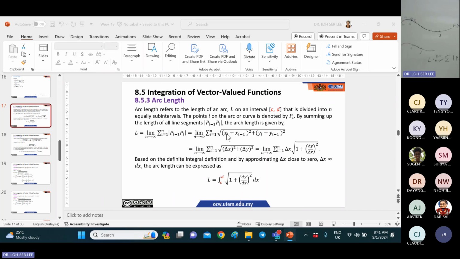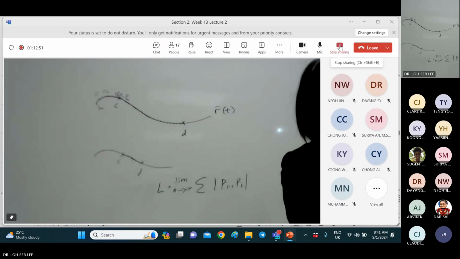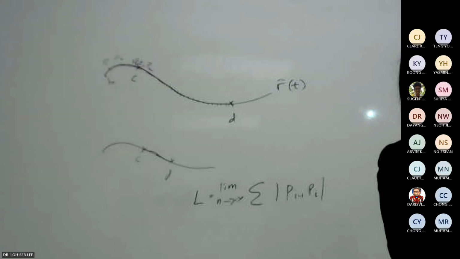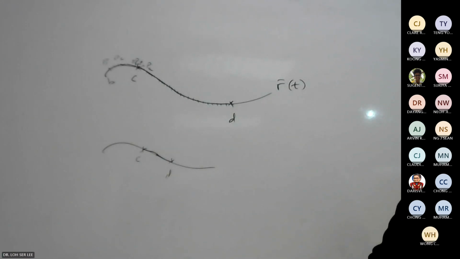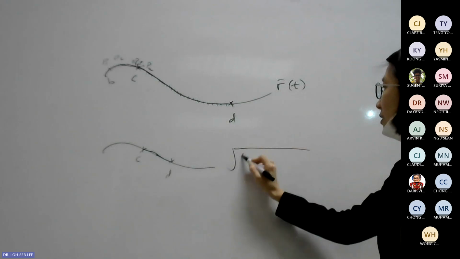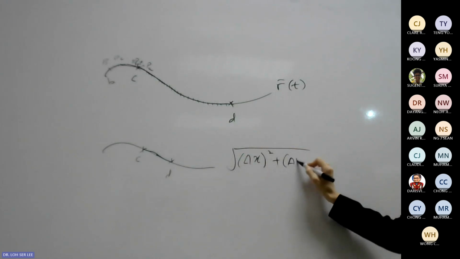Now let's say this xi minus xi minus 1 is the change in x, so we change this into delta x. Delta x means the change in x, and delta y is the change in y. Then we get this. Next, we factorize. Suppose you have delta x squared plus delta y squared.